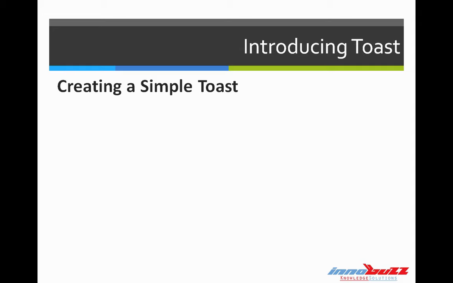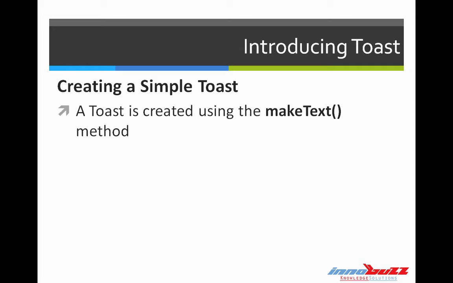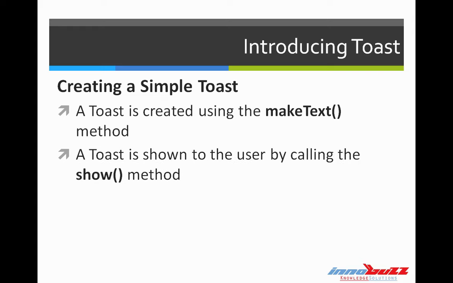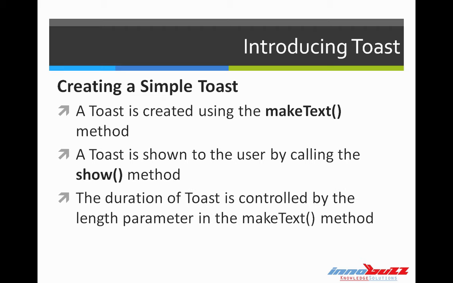Creating a simple toast. A toast is created using the makeText method. A toast is shown to the user by calling the show method on the toast object. The duration of the toast is controlled by the length parameter in the makeText method.